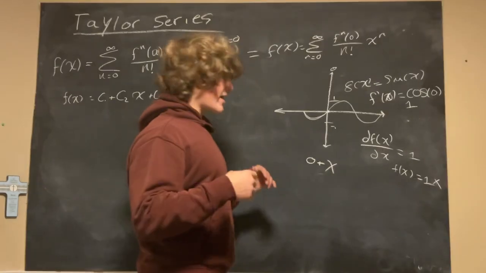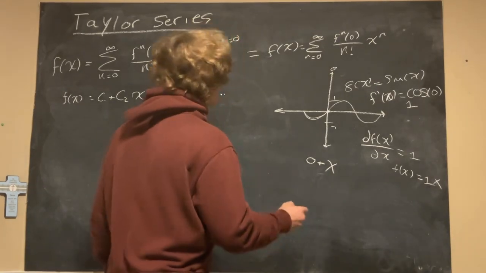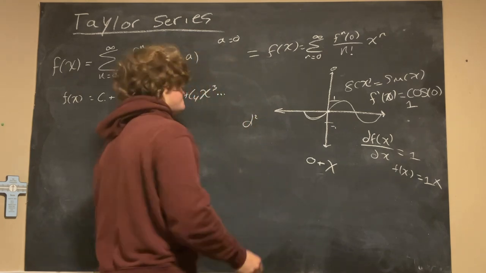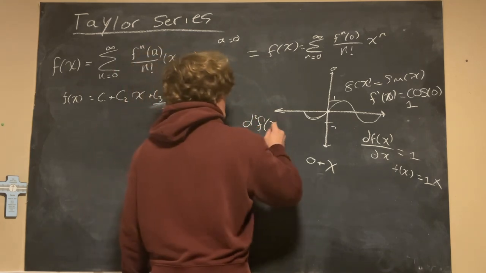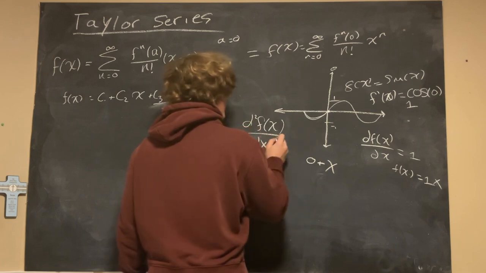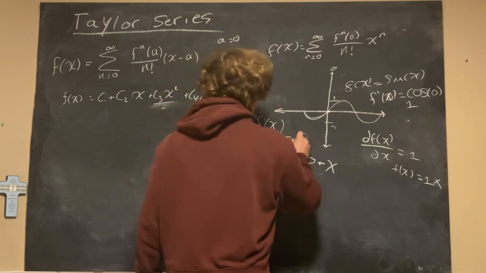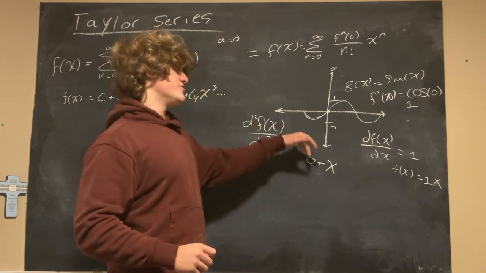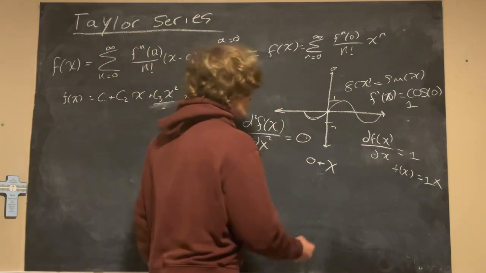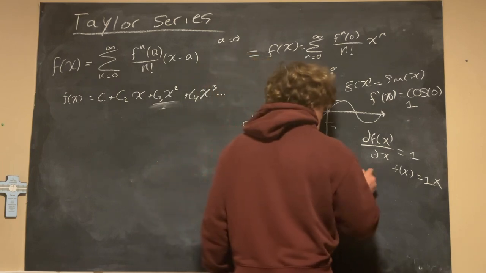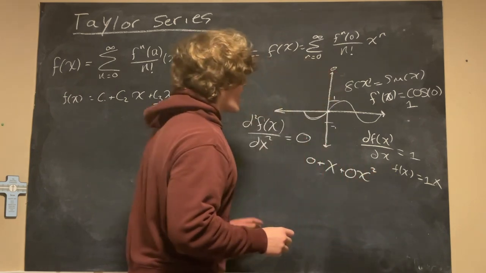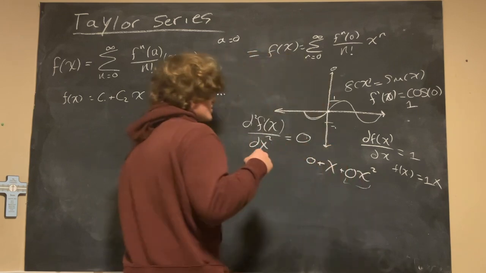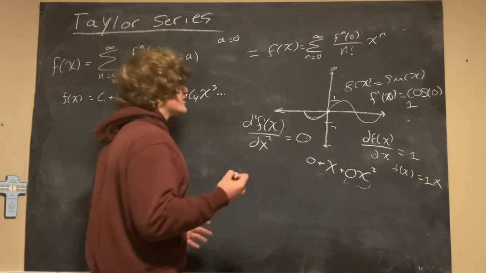Now let's account for our second derivative. So we want the second derivative of f of x, which is just going to be equal to 0 in this case, because that is the negative sine of 0, which is just 0. So there's going to be no term with x squared, as this would multiply into it. So we don't have to integrate this one, but let's look at the third term.